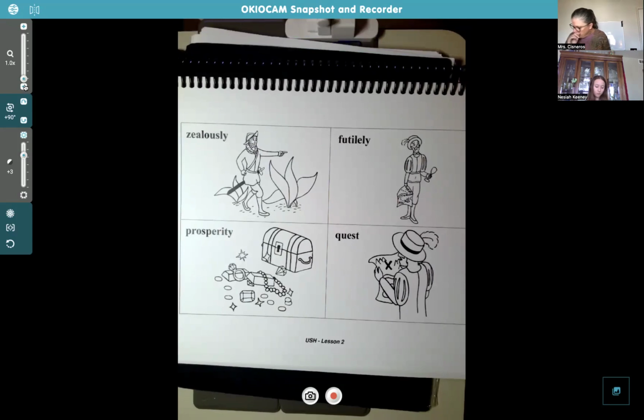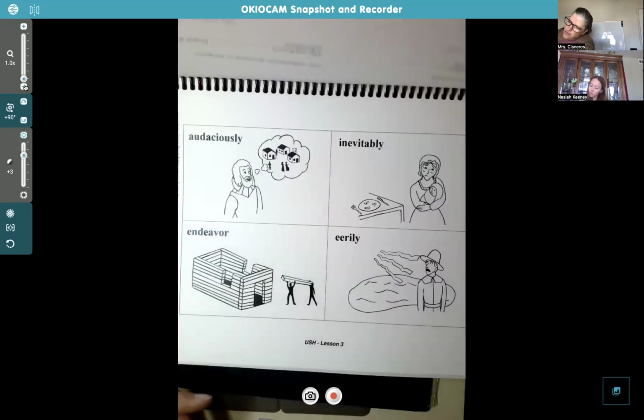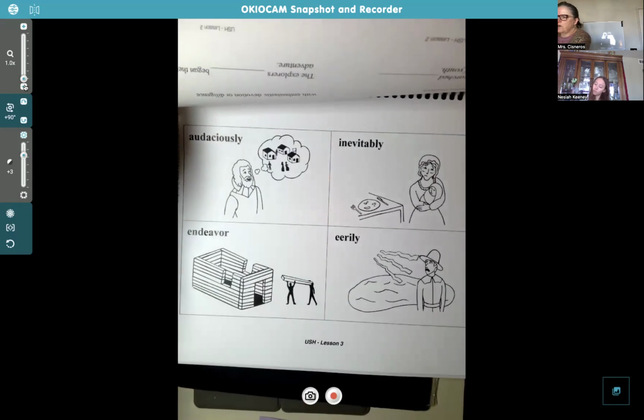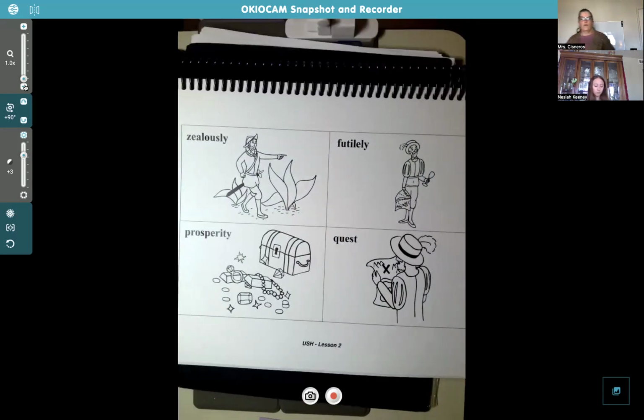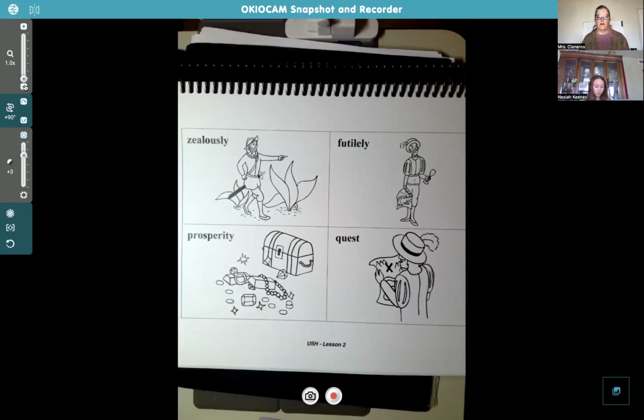And the first one is zealously. That's a word I've seen in the Bible before, zealous. I don't know if you've seen that one. No? Okay. And zealous, when you look at the back there, it says with enthusiastic devotion or diligence. So when somebody's zealous about something, they want to talk about it all the time. They're excited about it. They're going to tell about it.